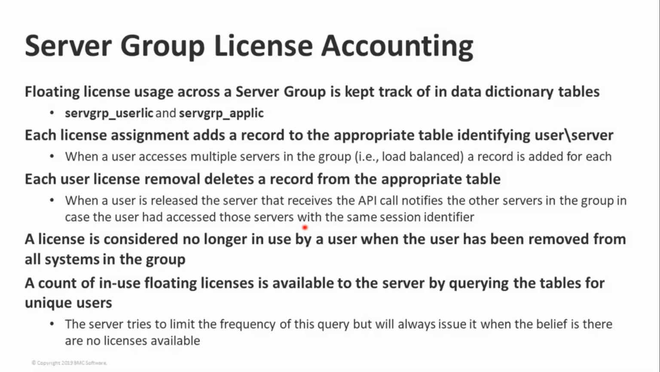So it doesn't matter whether they're connected to 1 or 3 servers. When the server does the query, it's just going to find out how many unique users are in the system using a floating license. And it does that by just getting a database count. And the server does try to limit the frequency of this query. It doesn't want to continually make it every time the user does an operation or somebody logs in. But it will always issue this query when the belief is there are no licenses available, because it does want to get the very latest count in that situation so that it can make the proper decision about whether there truly are no licenses available.